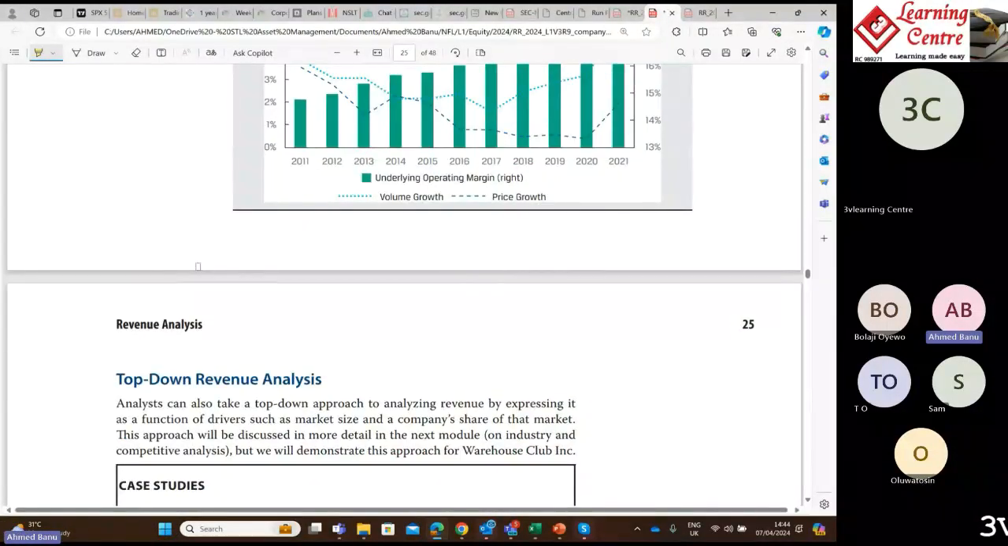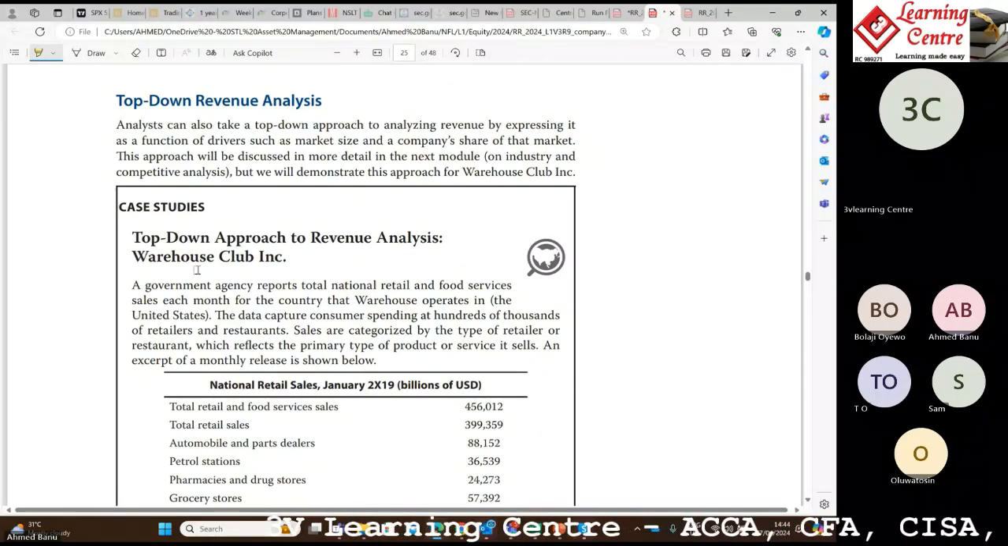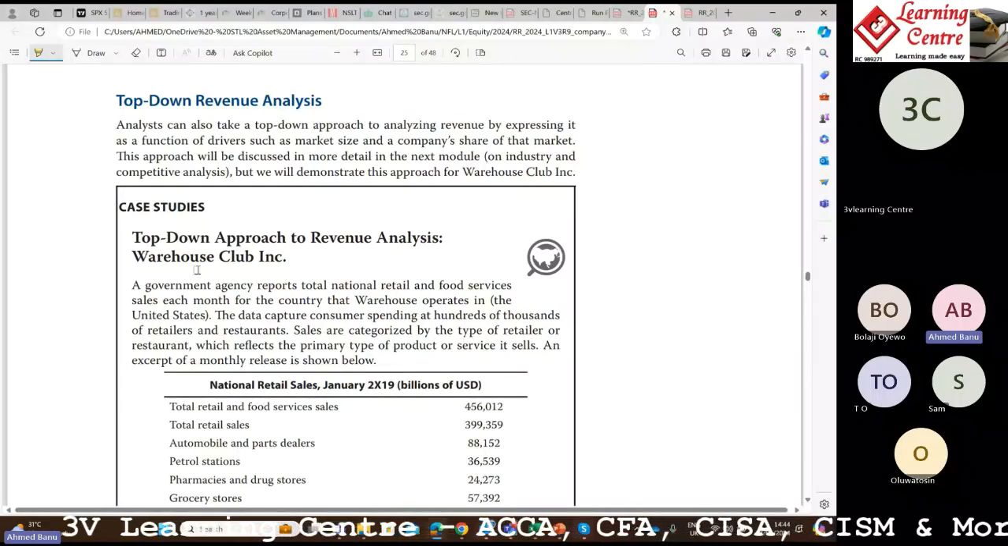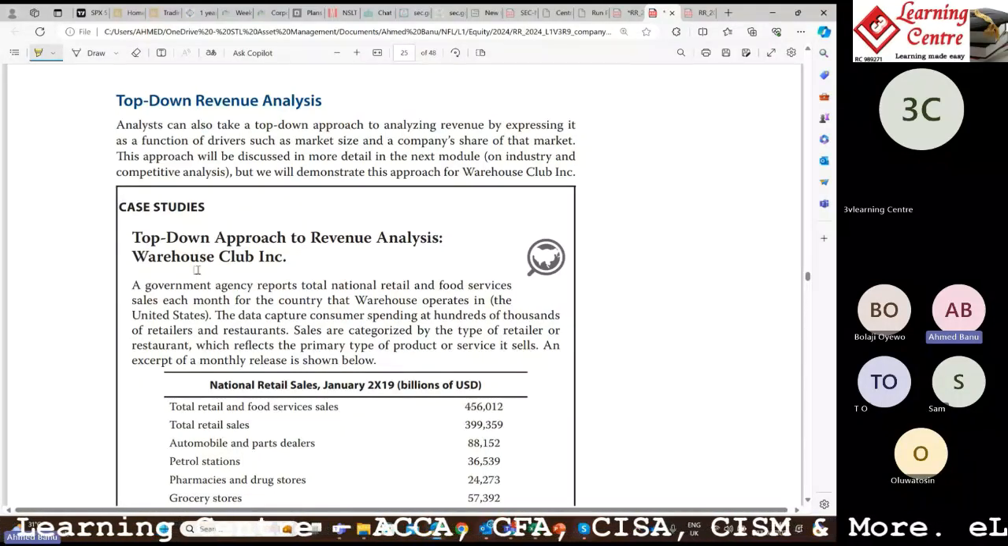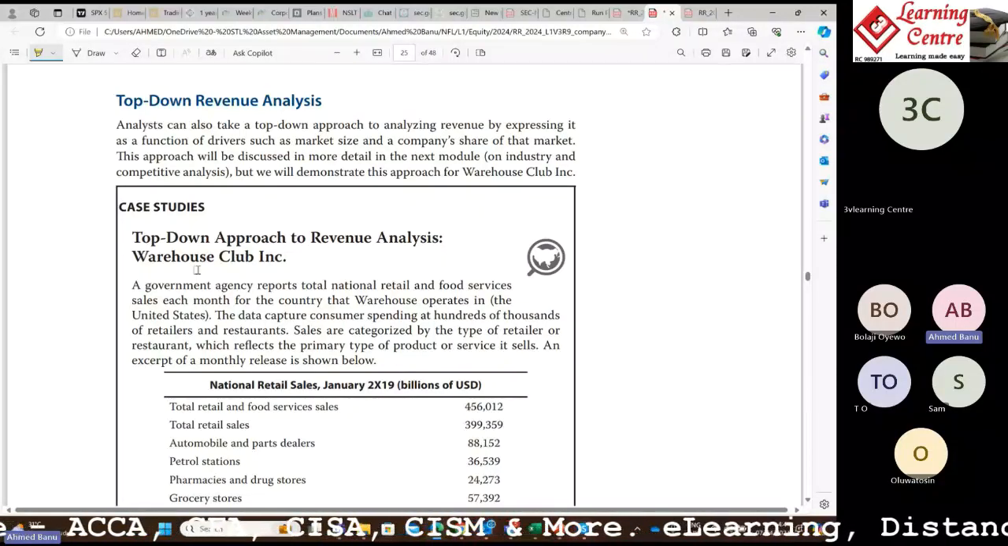If you can remember economics 101. Now, top-down revenue analysis. Remember I told you that there's the bottom up and the top down. Bottom up is where you identify all the drivers of revenue and you work down. But for top down, you're looking at it from the economy, the industry, the market share. What are the market share trends, and all that.